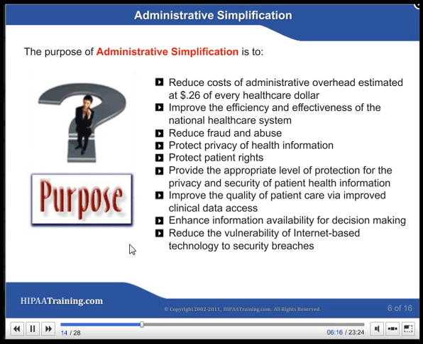Administrative Simplification. The purpose of administrative simplification is to reduce cost of administrative overhead estimated at 0.26 of every healthcare dollar, improve the efficiency and effectiveness of the national healthcare system, reduce fraud and abuse, protect privacy of health information, protect patient rights, provide the appropriate level of protection for the privacy and security of patient health information, improve the quality of patient care via improved clinical data access, enhance information availability for decision-making, reduce the vulnerability of Internet-based technology to security breaches.